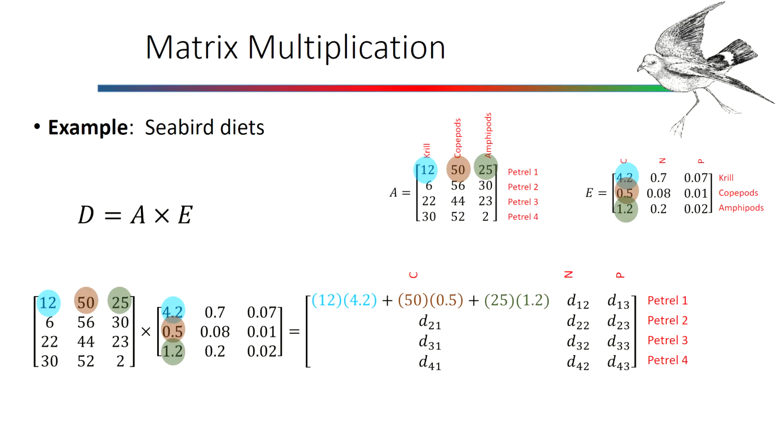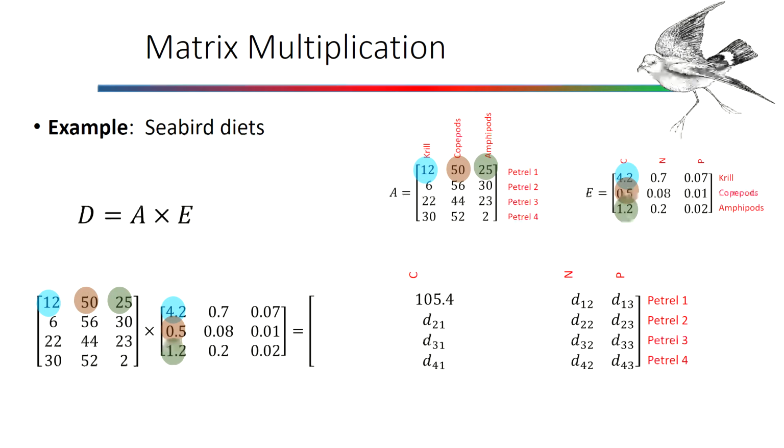And, based on what we assumed our new matrix D should be, the element D11 that we just calculated should be the carbon consumed by petrel 1. So that makes a lot of sense. And if we calculate it out, we find that petrel 1 consumed 105.4 milligrams of carbon. Just for practice, and to make sure that our assumptions really are correct, let's calculate one more element.